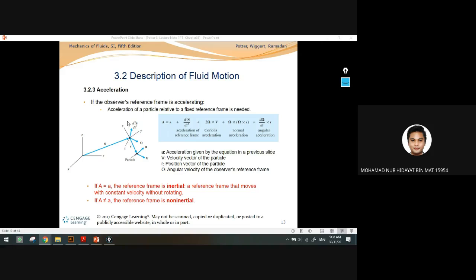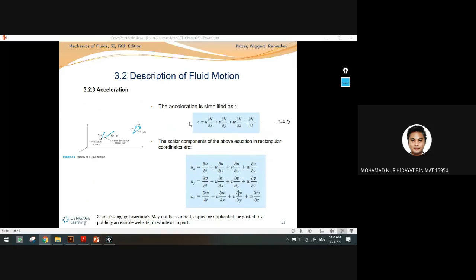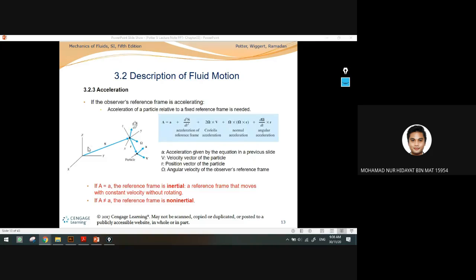So what happens is we need to consider another factor. Previously we learned acceleration equal to A. This is where the frame motion, or the observer, is not moving. What happens now is the observer is moving or accelerating. So these four components we have to consider. The total acceleration is equal to the acceleration we learned previously, considered as space and time, plus the acceleration of the reference frame.